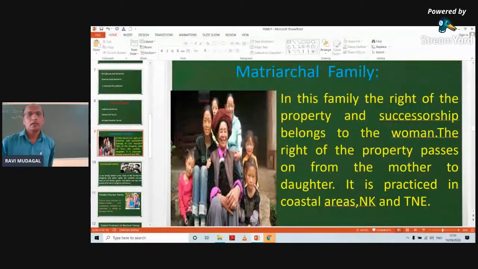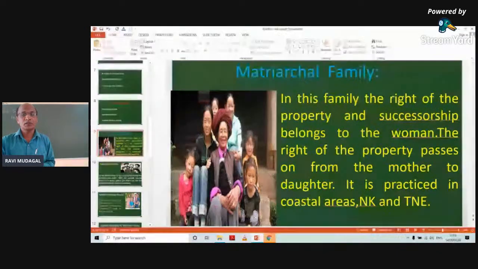Dear children, now you take a look at the matriarchal family. This is the image of matriarchal family. Here in this picture, you find mother. Mother plays a prominent role in this family. Father has less importance in this family. Mother has supreme power. Mother has full powers. Mother plays a vital role in this matriarchal family.